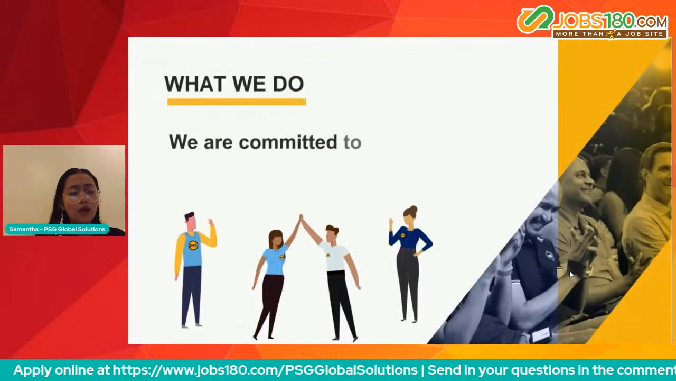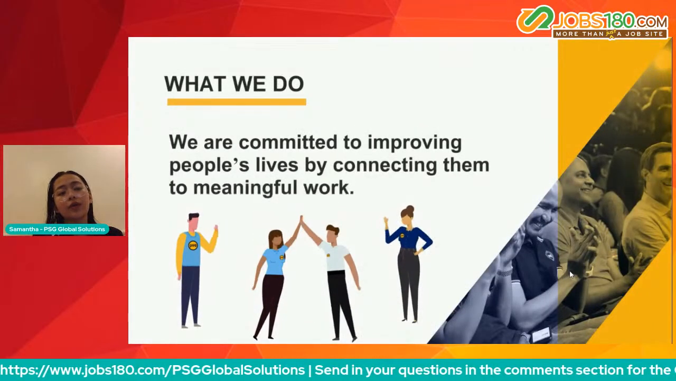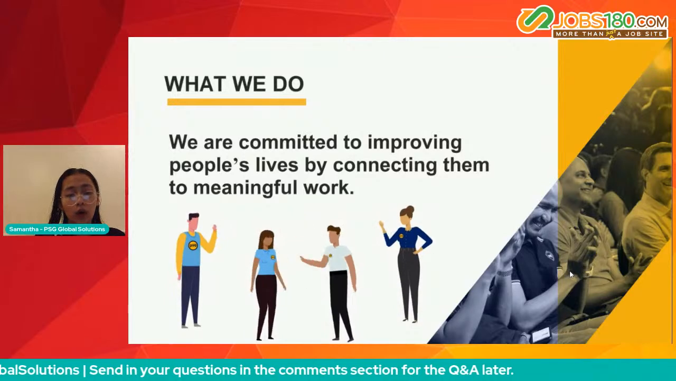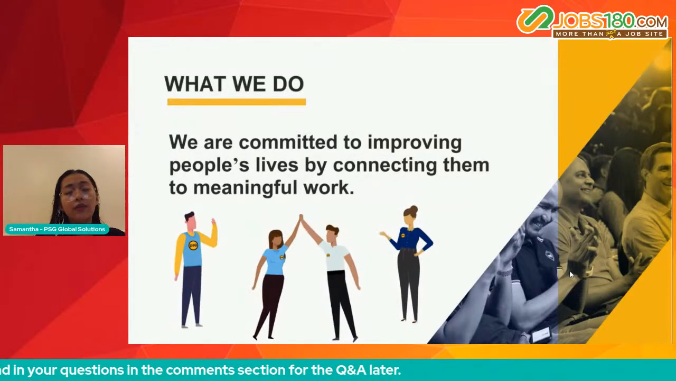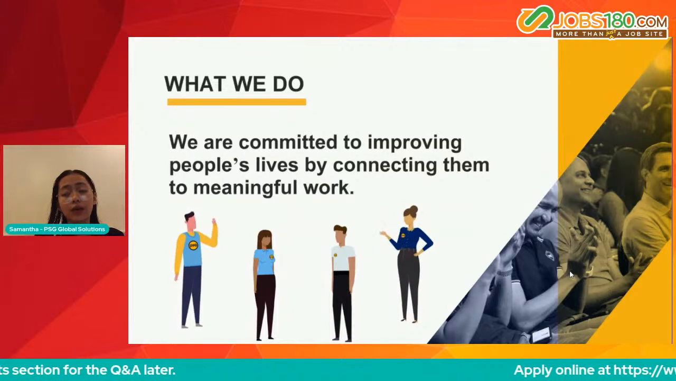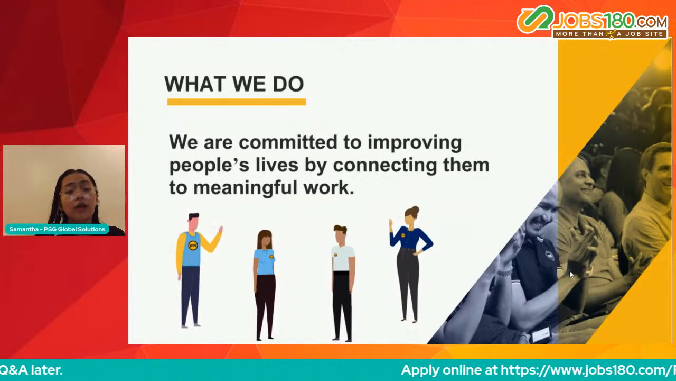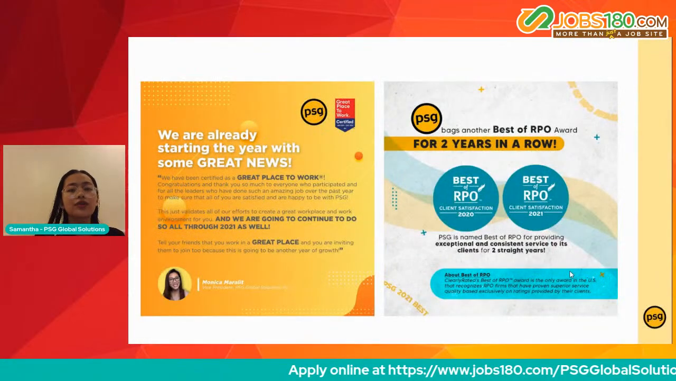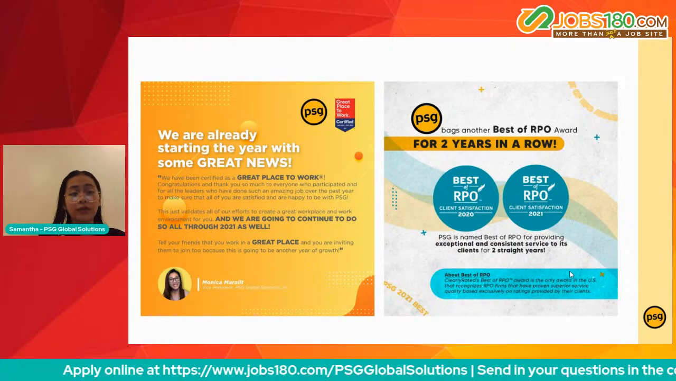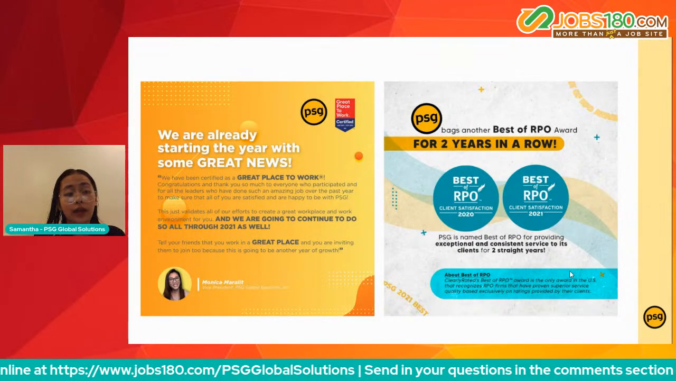We are committed to improving people's lives by connecting them to meaningful work. Let me just share some of the awards also that we've gathered during the pandemic. So we received this award in the middle of a pandemic. So first, we were awarded with the Great Place to Work award. So we are certified a great place to work.